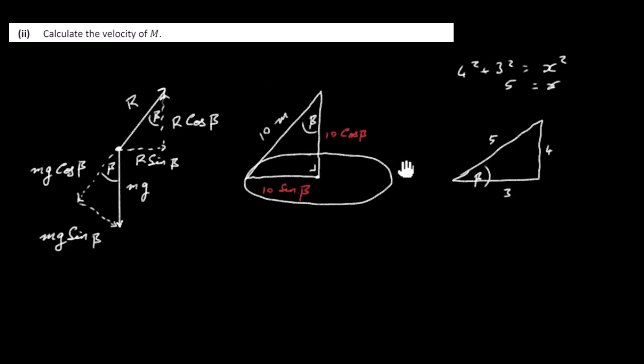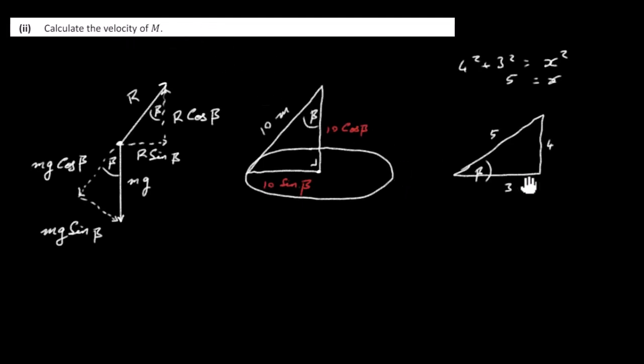Okay, so let's start then. In order to find the velocity of m, I'm going to form two equations. I'm going to combine those two equations to find v. The first equation involves looking at the vertical forces, this one and this one here. And the second one involves looking at the centripetal force here.